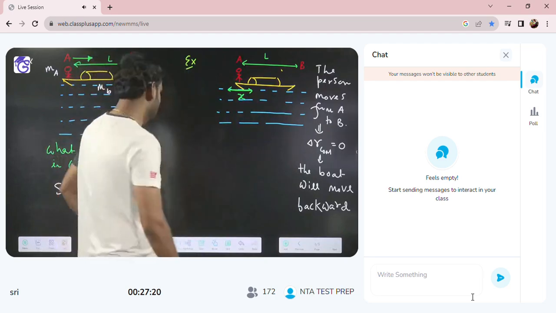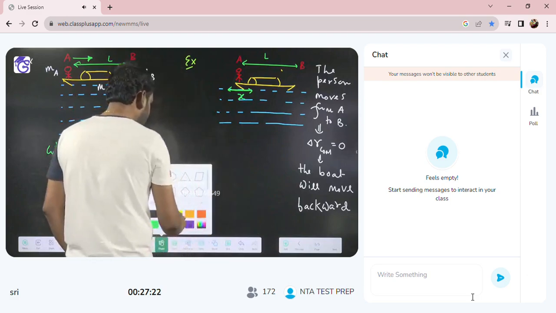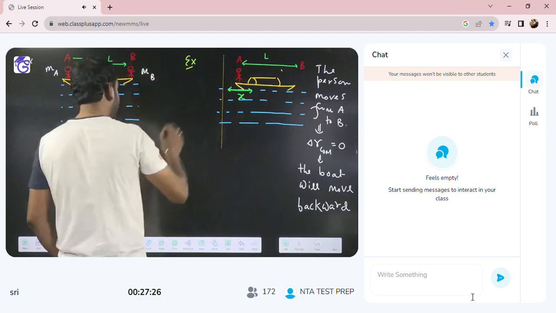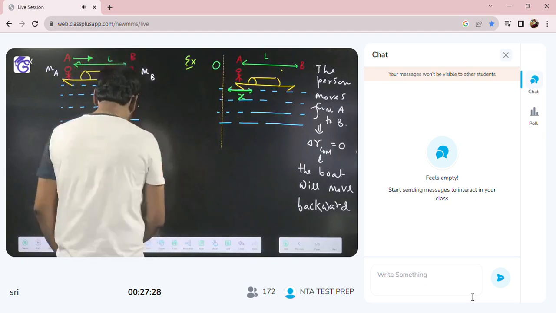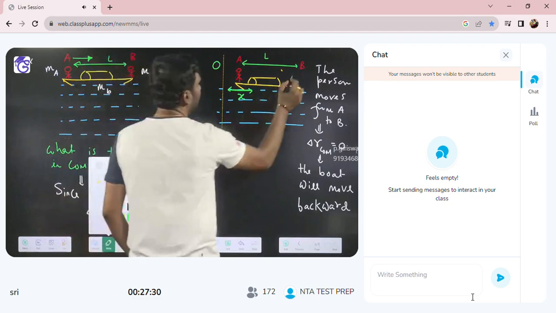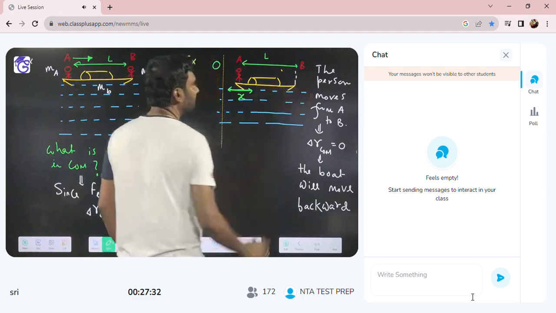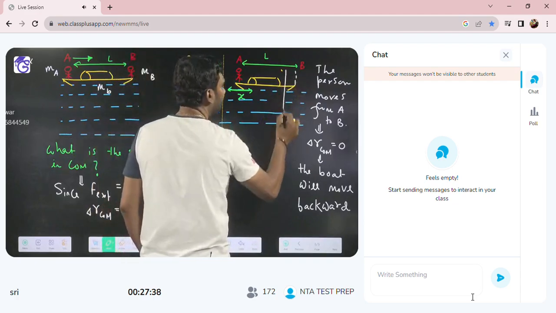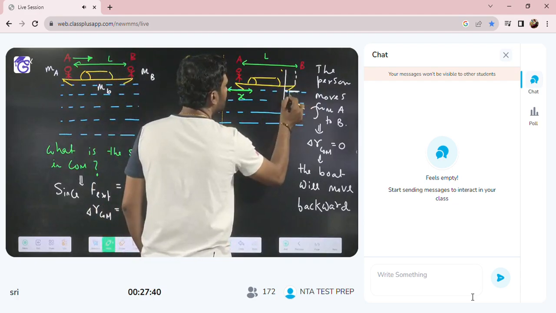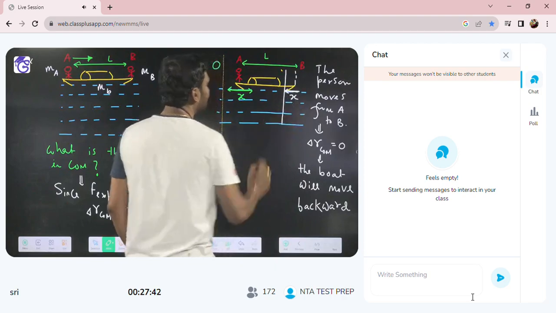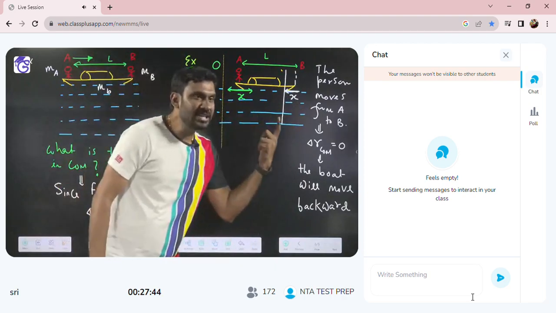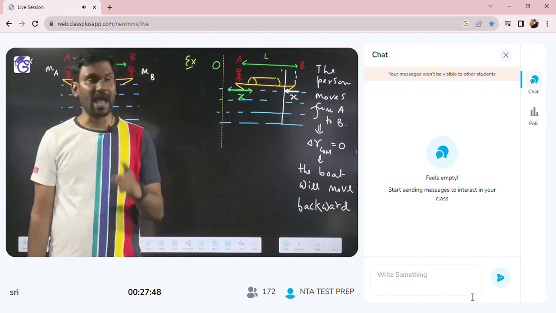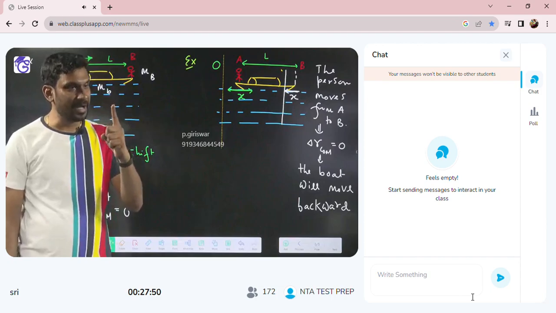Please understand, suppose there is one fixed observer. This observer was expecting the person to be here, but the person actually comes here. Why? Because the boat has moved back. So this person also will move back by x. So the actual displacement of the person will be L minus x.